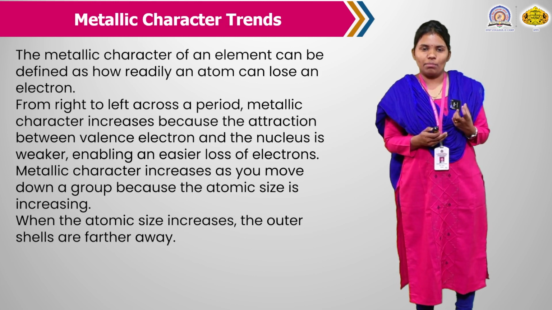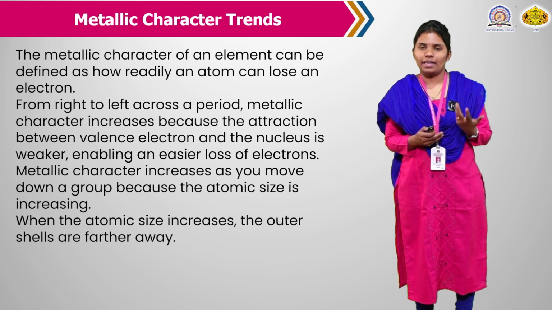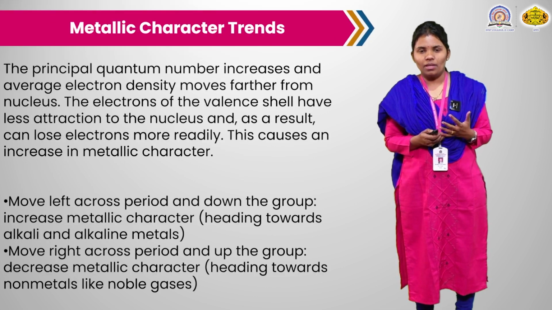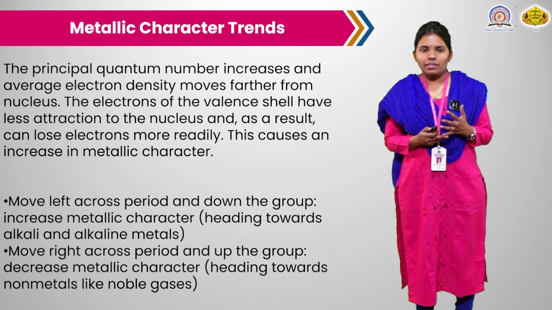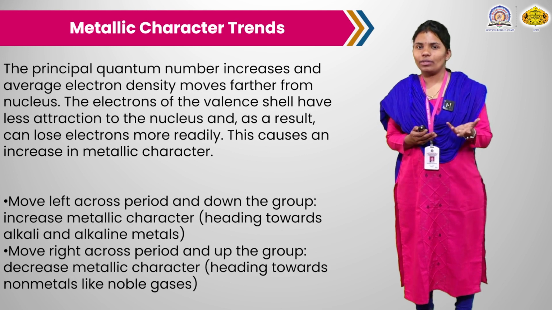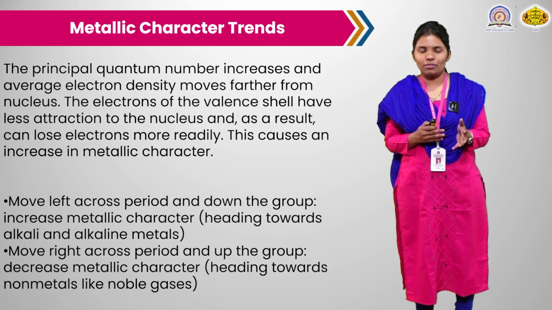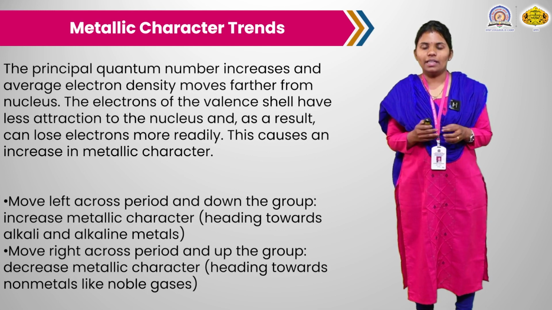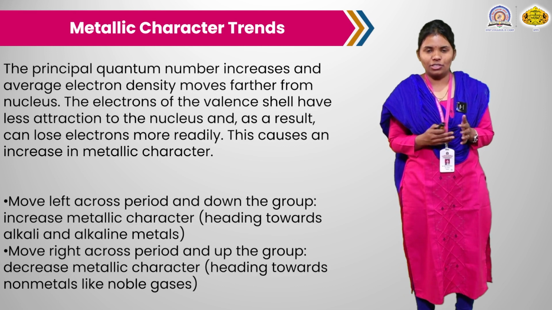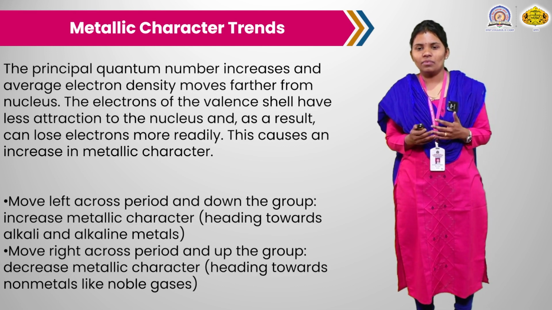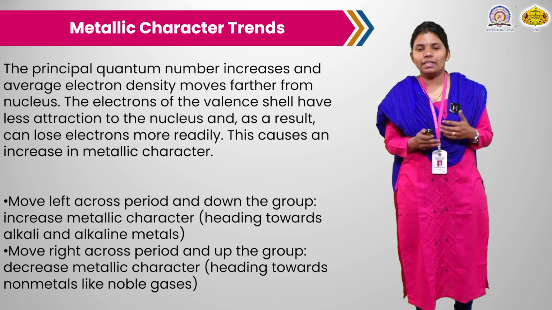You can take the example of sodium, potassium, calcium; these are the metals in the periodic table. In the metallic character trend, the principal quantum number increases and the average electron density moves further away from the nucleus. The electrons of the valence shell have less attraction to the nucleus and as a result can lose electrons more easily. This causes an increase in metallic character.